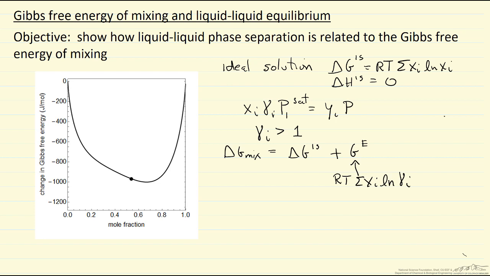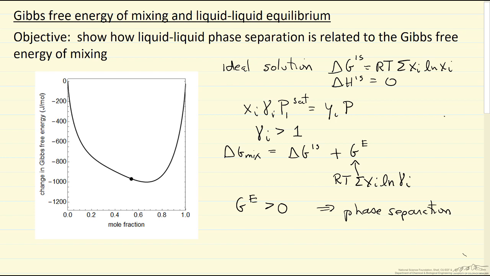Keep in mind, we typically get the gamma_i values from some model of the solution. We make a few measurements, fit them to the model, and then calculate the gamma values at other compositions. If the G excess, which is greater than 0 for the case of positive deviations, is large enough, then we can get phase separation, and now we would end up with two liquid phases in equilibrium.